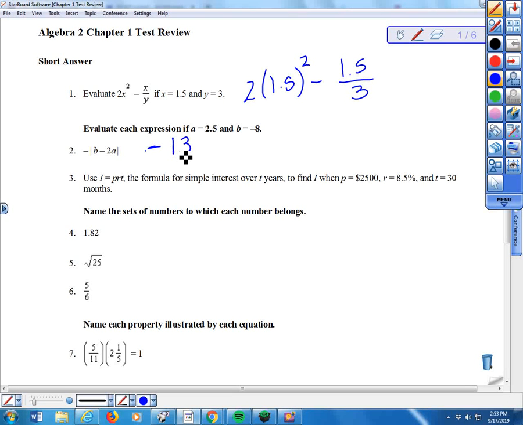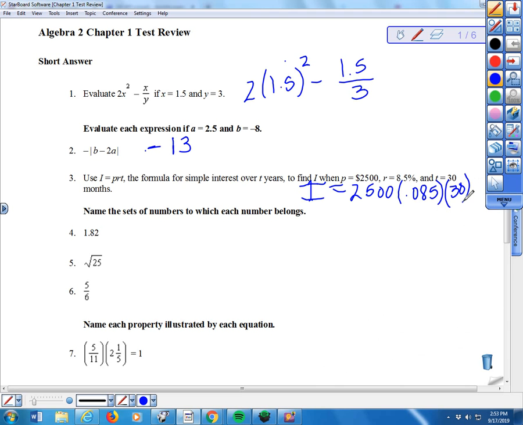Use I equals PRT, the formula for simple interest over T years, to find I when P is 2,500, the rate is 8.5%, and T is 30 months. The important part here is to recognize that 8.5% has to be converted to a decimal. So I equals principal, which is 2,500, times the rate, which is 0.085, times time, which is 30.